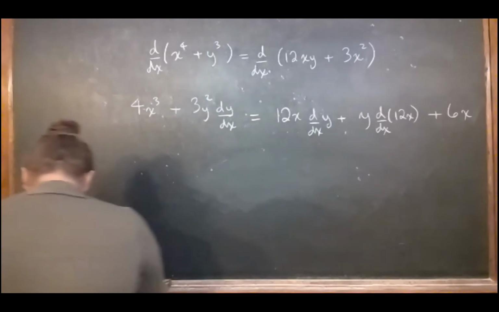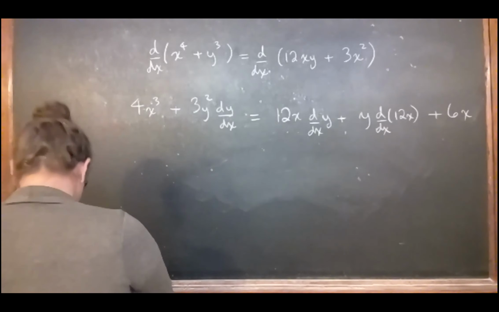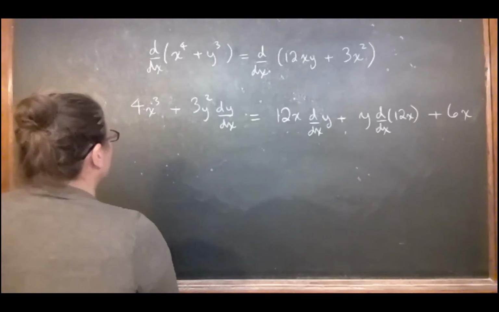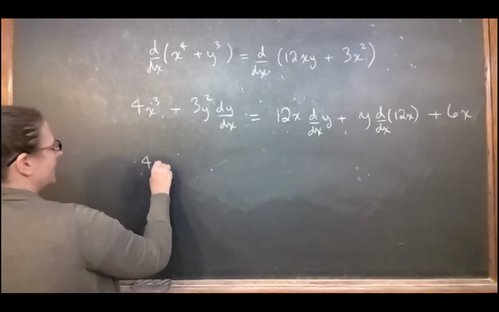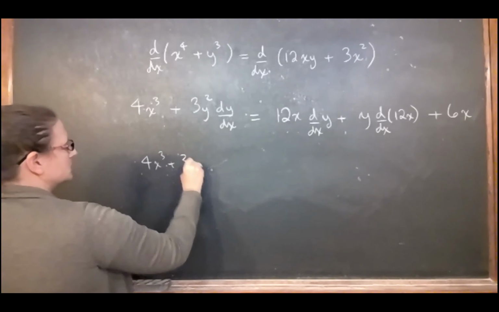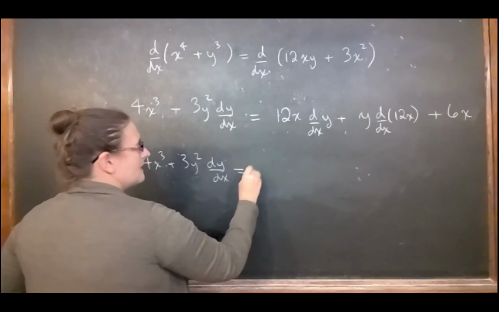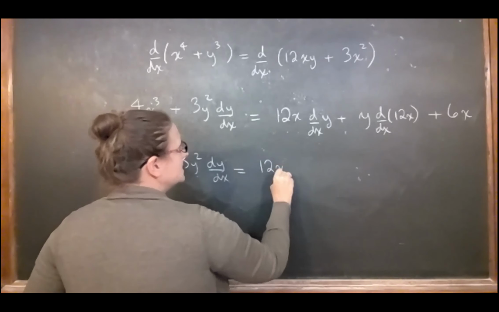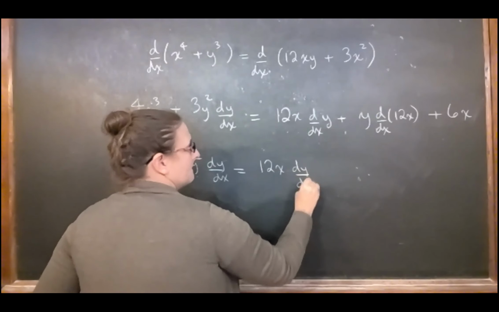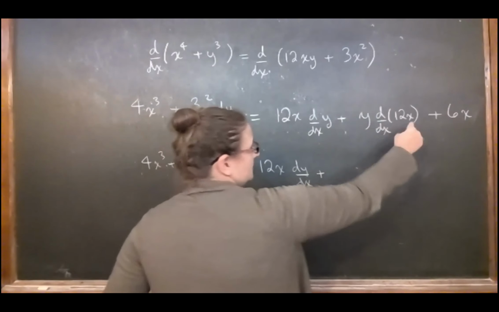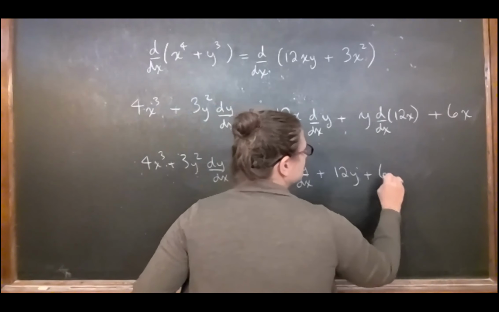Okay, so let me clean that up a little bit. There's actually nothing to clean on the left-hand side here. This is just fine the way it is: 4x cubed plus 3y squared dy/dx. And then this is 12x times the derivative with respect to y, which is just my dy/dx. And then the derivative of 12x is going to be 12. So I have 12y plus 6x.